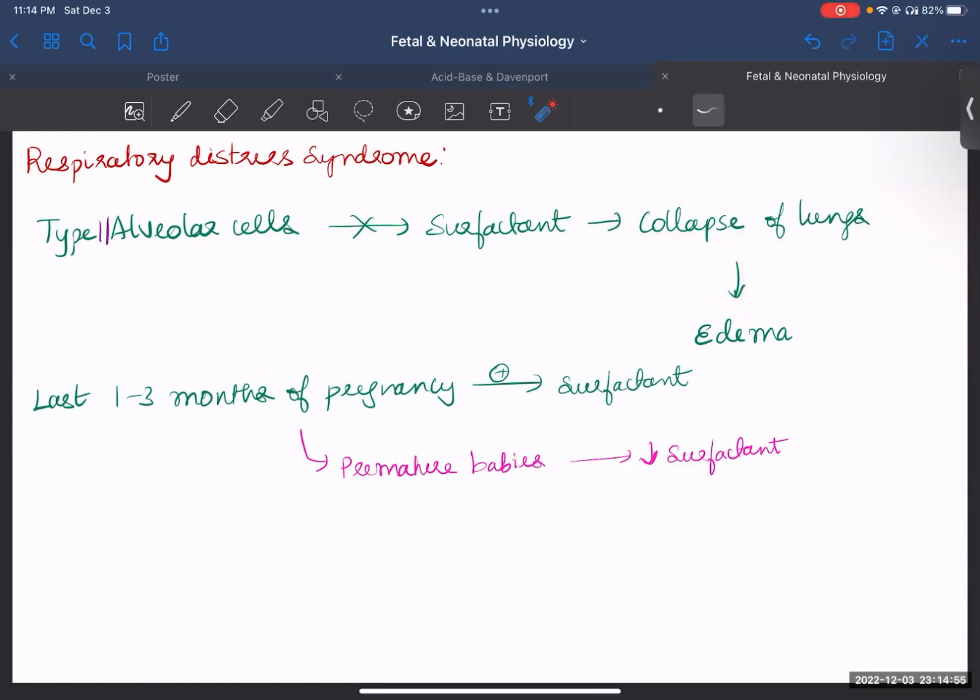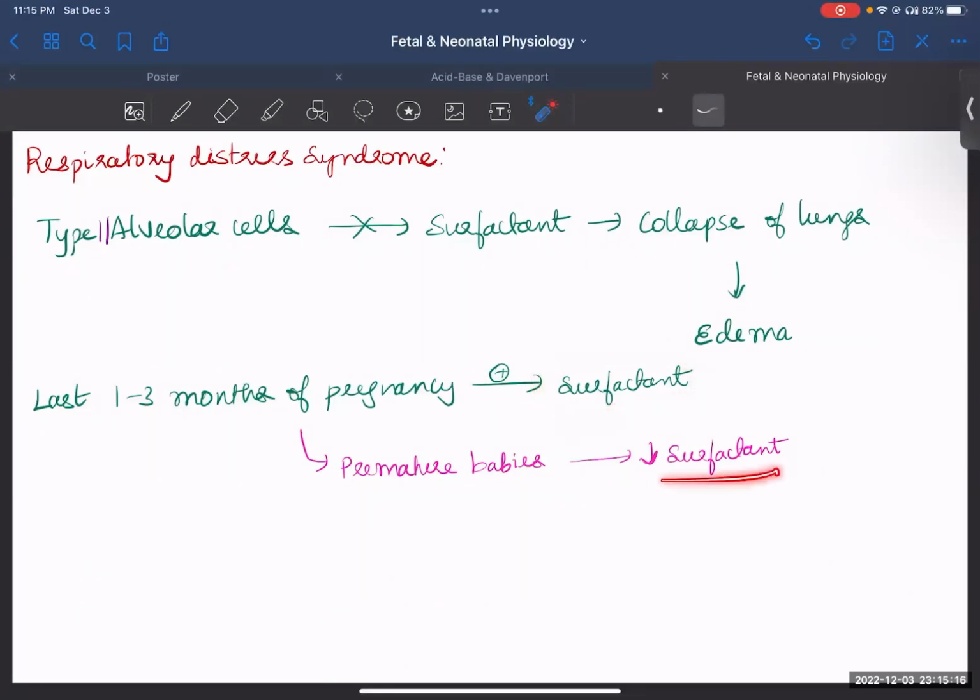Now, what about the fact that happens during our fetal period? This surfactant starts to get produced only in the last 1 to 3 months of pregnancy. Now, if a baby is born premature, in the 7th month or 8th month or sometimes 6th month, the baby's lungs would not have produced enough surfactant, right?